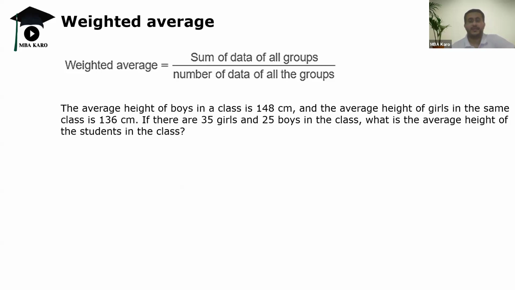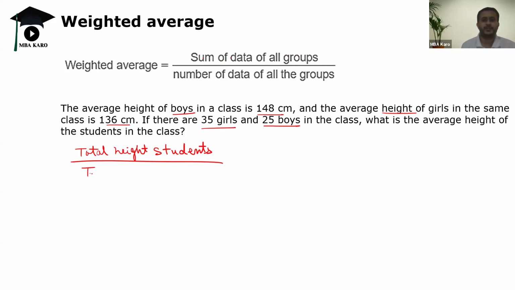number of things. Like for example, it says the average height of boys in a class is 148 centimeter and the average height of girls in the same class is 136 centimeter. There are 35 girls and 25 boys in the class. What is the average height of the student in the class? So we need to find the total average of students. So what we will do? We need to find sum of data of all groups, means total height of students upon total number of students.